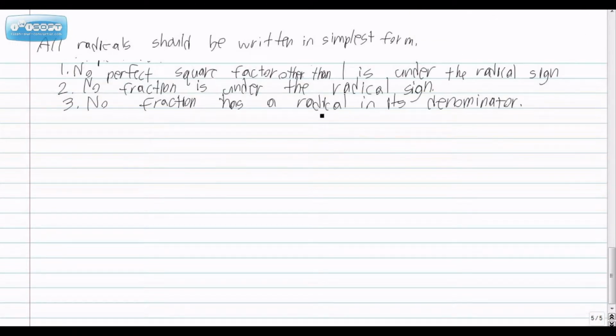Working with geometric means may involve working with radicals. Radicals should always be written in simplest form. This means writing them so that, number 1, no perfect square factor other than 1 is under the radical sign. Number 2, no fraction is under the radical sign. Number 3, no fraction has a radical in the denominator.